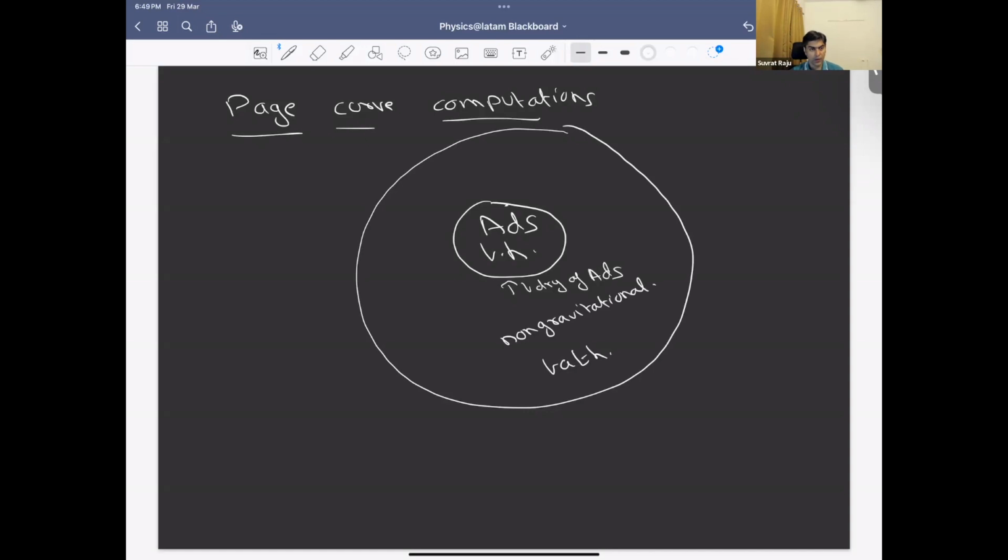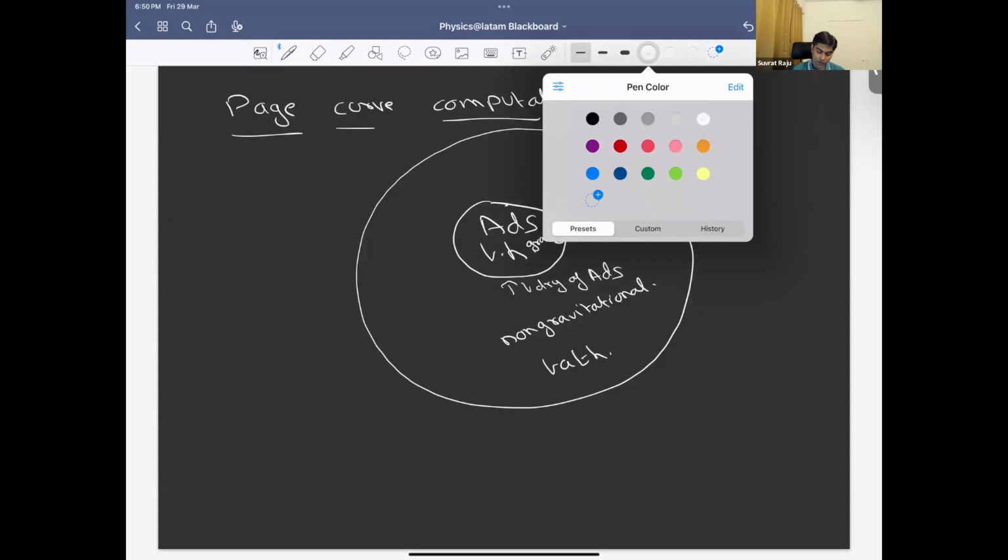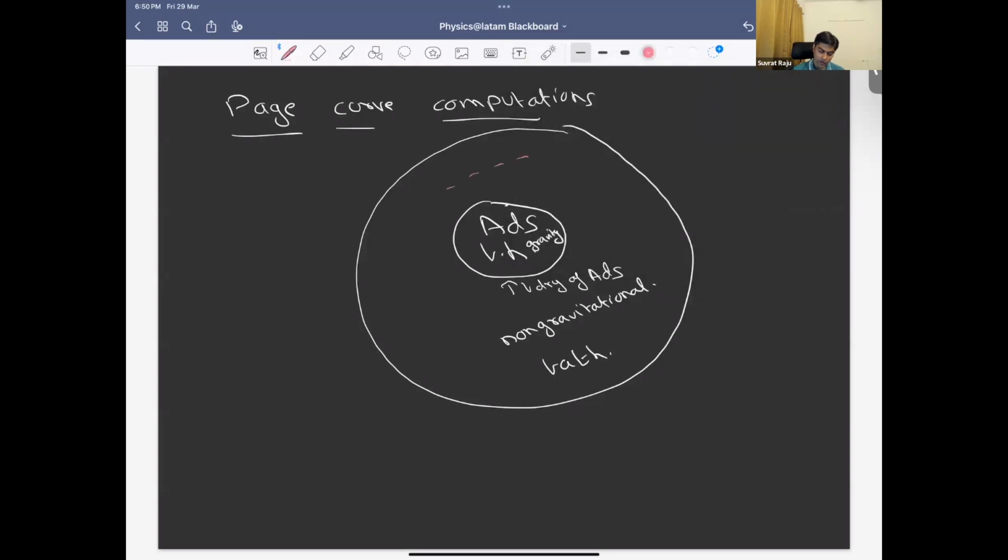So here we have gravity. In the bath, we do not have gravity. Now we make a division in the bath here. This is some imaginary interface.